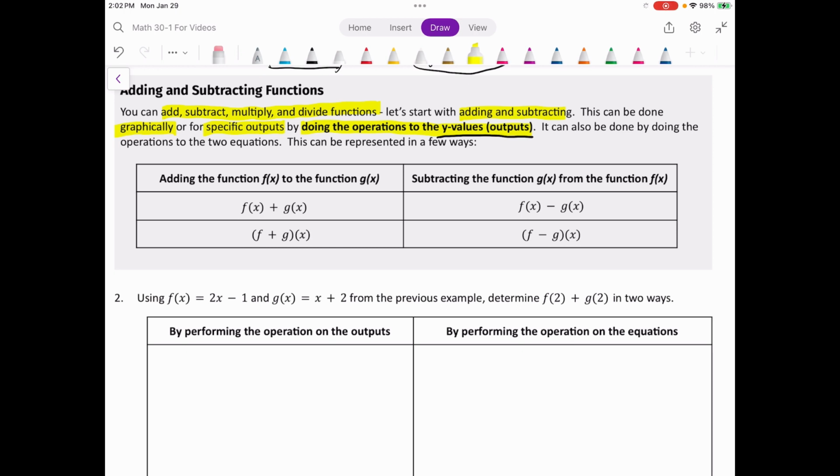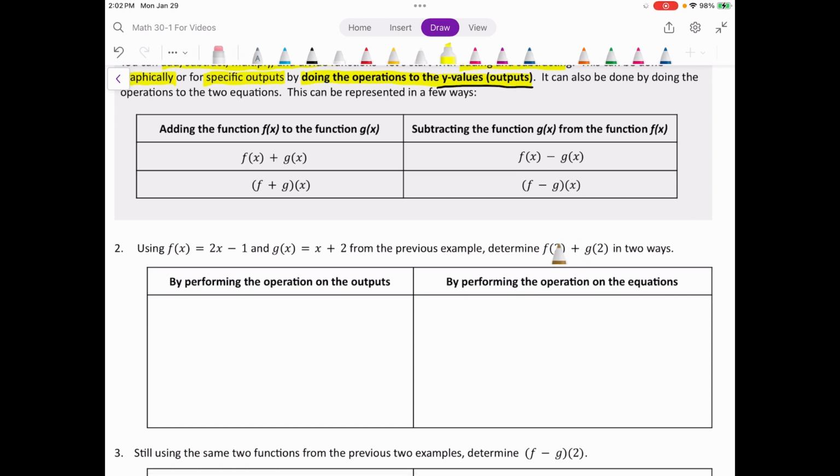We can also do it with the equations to get a more general form. It depends on what we're looking for. If we're just trying to find what happens when I add these functions for a specific value of x, then I can just take whatever f of 2 is and add g of 2. But we can also do it to the two equations themselves and give ourselves a general new equation for the sum or the difference of those two functions. And that will work at any x. Essentially, we're building a new equation based on what happens when we add or subtract the equations for f of x and g of x.